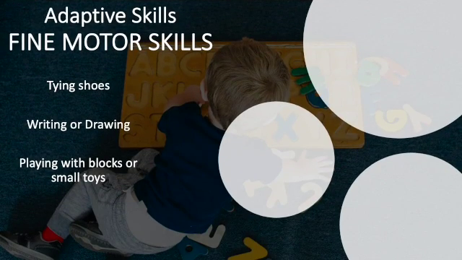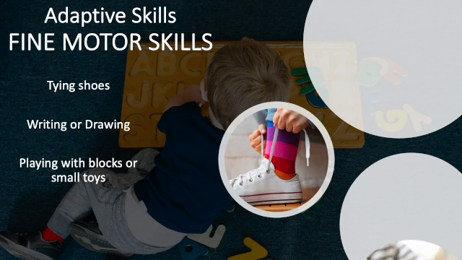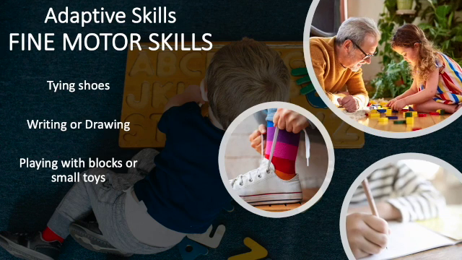Next, we have fine motor skills. Fine motor skills use the small muscle groups. So tying shoes, we're using our fingers to tie the tiny ribbons or bows in our shoes. Writing or drawing requires you to hold a pencil, or a brush if you're painting, or a crayon. Again, we're using the small muscles within our fingers. And also playing with blocks or other small toys. Again, we're using those small dexterous muscles in our hands.